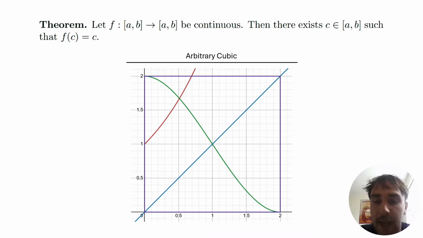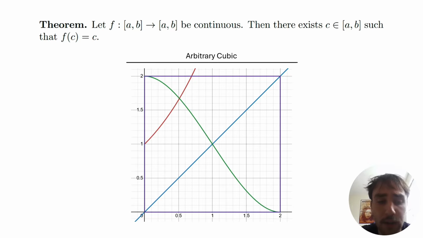Expanding on this idea, I drew two arbitrary cubics. You can see the green cubic lives entirely within the box, and you can see the red cubic starts in the box, but then it grows very quickly and leaves the box. The red cubic here does not have a fixed point. And the green cubic here, which lives entirely within the box, does have a fixed point. The idea is that at some point, it has to be above the line f(x) = x, and at some point it's going to be below the line f(x) = x, and the intersection there has to exist because the green cubic is a continuous function.